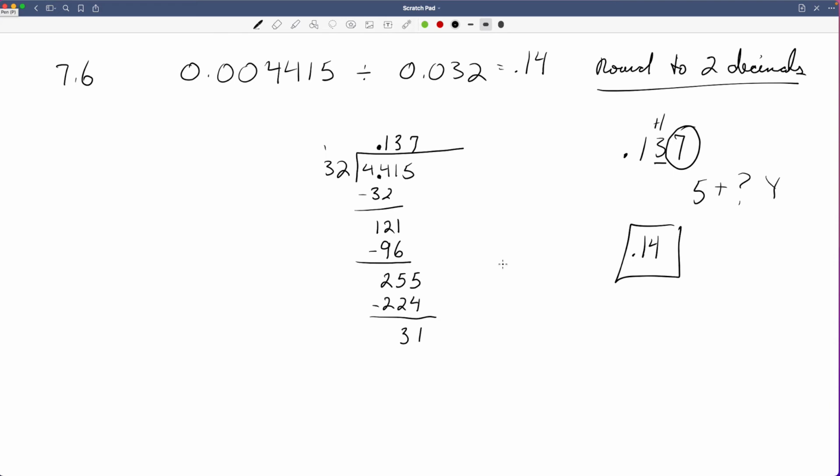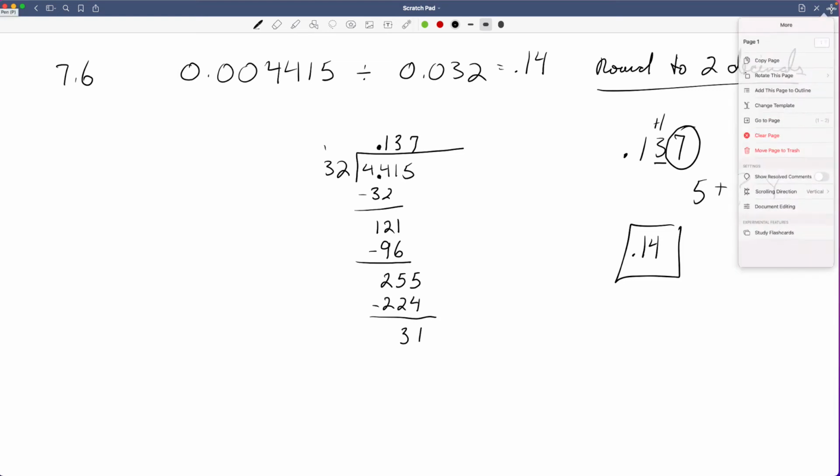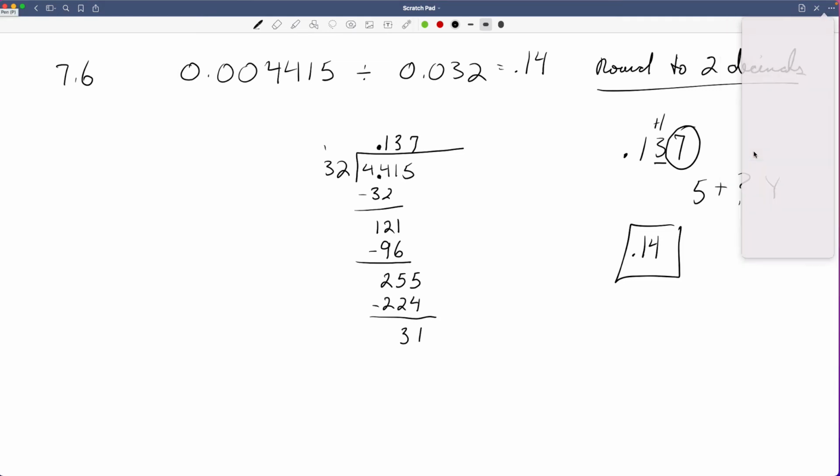I'm telling you that now so that you won't get it wrong later, because I want you to have your best grade. All right, let's clear the page and talk about estimation.